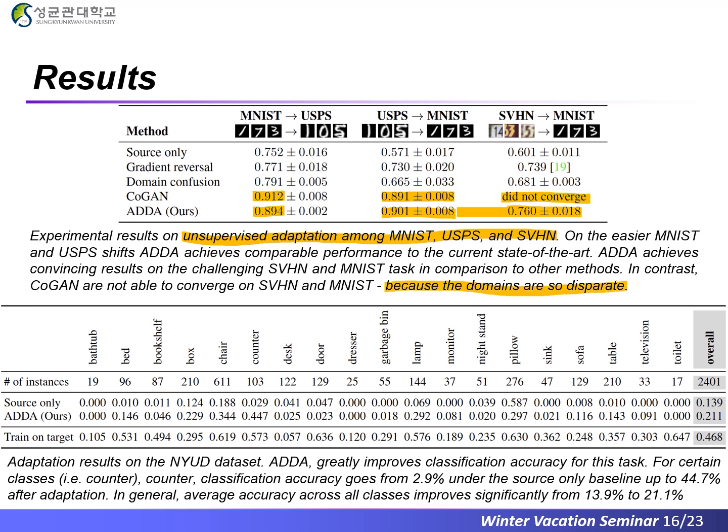In the second table, we can see the adaptation results on the NYUD dataset. ADDA greatly improves classification accuracy for this task. For certain classes, i.e. counter, classification accuracy goes from 2.9% under the source-only baseline up to 44.7% after adaptation. In general, average accuracy across all classes improves significantly from 13.9% to 21.1%.